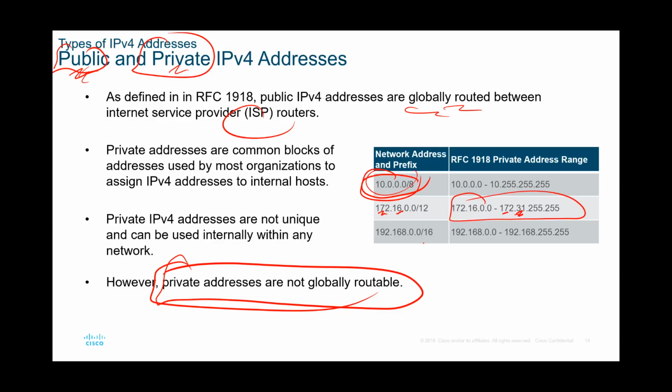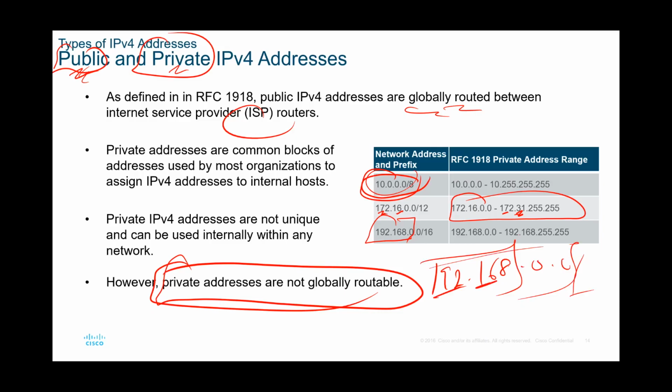And guess what? In class C, 192.168. That is why this is very popular. That is what people use a lot. Anywhere you see 192.168, it doesn't matter what comes after, it makes no difference. 192.168 is the only private IP address in class C. The rest are public IP addresses. This is another thing you need to commit to memory.